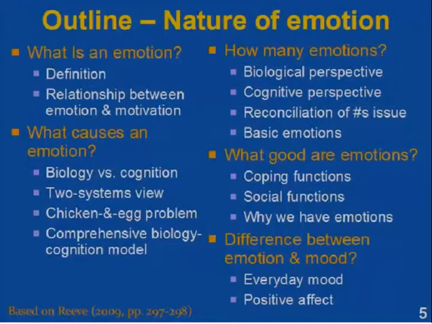What causes an emotion? The discussion there is mostly around biological causes versus cognitive causes, and potentially bringing those two systems together to see them as complementary parts of a complex system. And the biological and cognitive perspectives also run through the debate about how many emotions. So people who take a biological perspective come up with a different answer to how many emotions there are than people with a cognitive perspective.